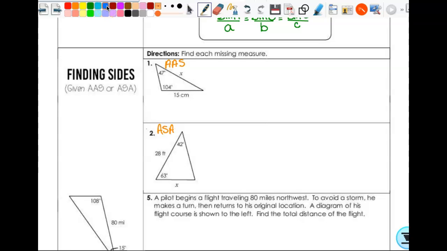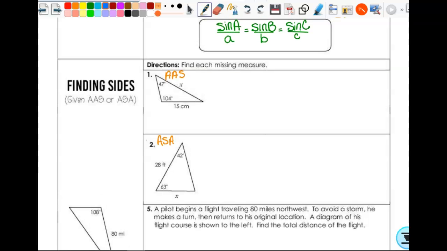Okay, and my law of sines here says, I'm going to take the sine of an angle. So I'm looking for x. The angle across from x is 104. So I'm going to take the sine of 104, that's going to be over the side length which I'm looking for, which is x. That's equal to, well, another angle that I have is 47. It's across from 15. So that'll be equal to the sine of 47 over 15.